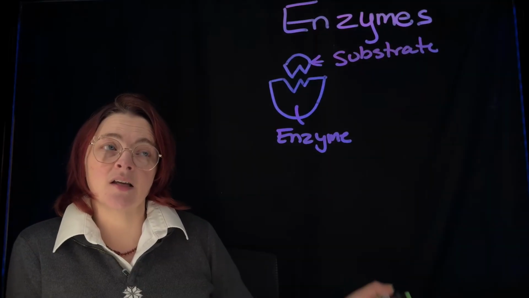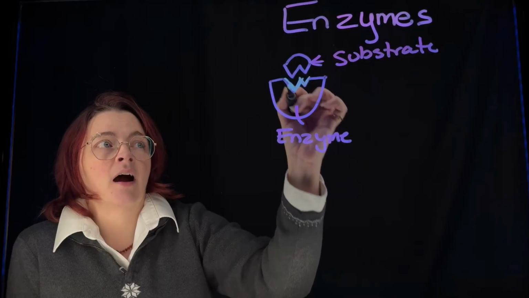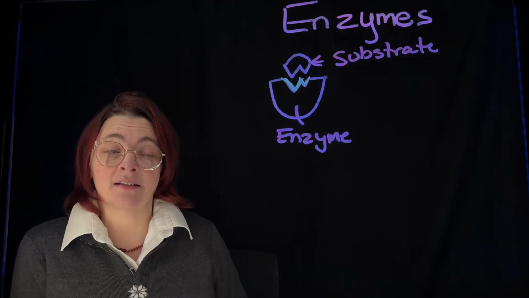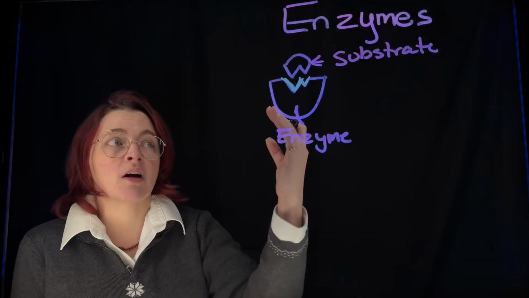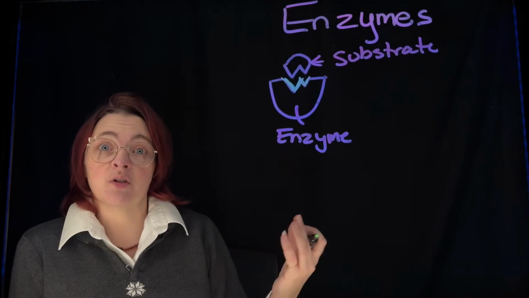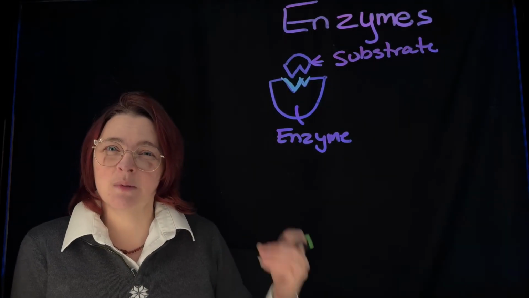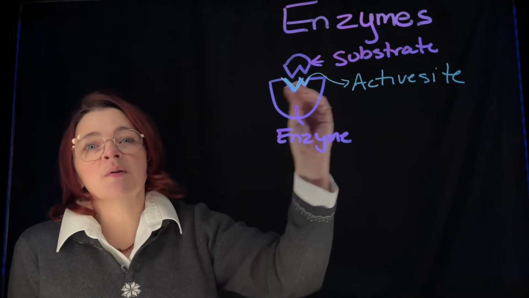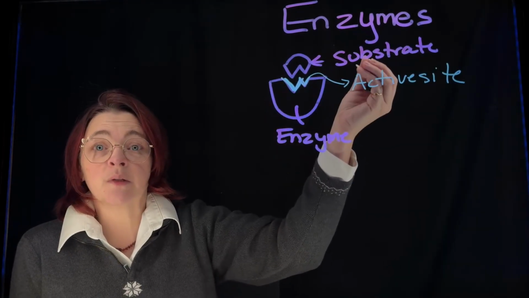So where it sits on the enzyme is called the active site. This area here of the enzyme where the substrate is going to sit and react is called the active site. So the active site is complementary to the structure of the substrate. This is going to make the enzyme specific. So enzymes are specific to the reaction that they are catalyzing. So the substrate will sit on the active site, the reaction will occur, and then the product will leave.